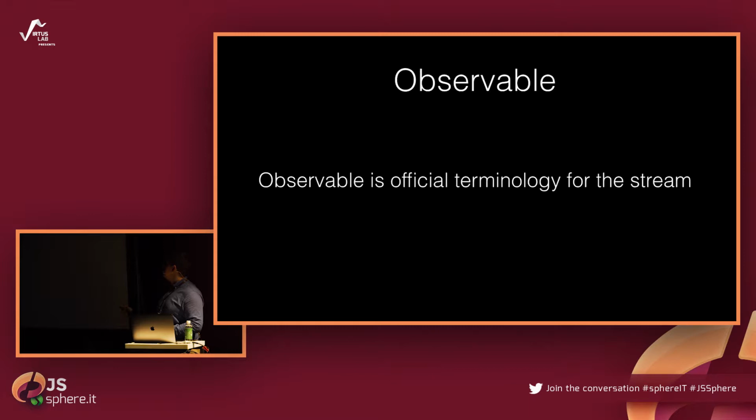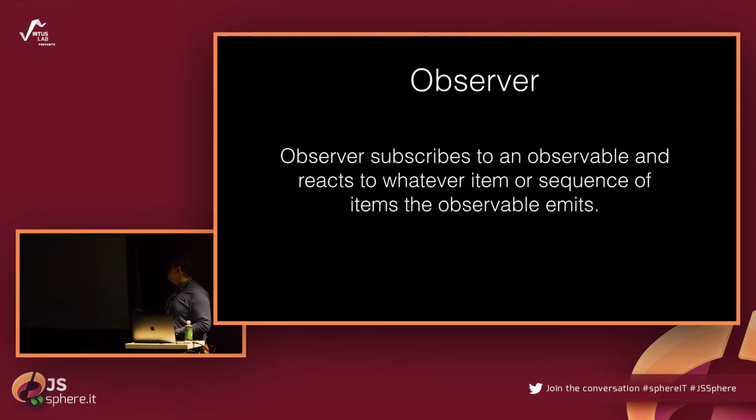In reactive programming, we have those observables. So if you ever read about reactive programming, you saw observable, and observable is just the official terminology for the stream. So whenever you see observable, it means data stream. And we also have observer. So observer is a function or something that subscribes to the observable and reacts to whatever item or sequence of items comes to the observable. So you have a function that's listening to every change on the data stream, and it will react whenever something comes to that data stream.